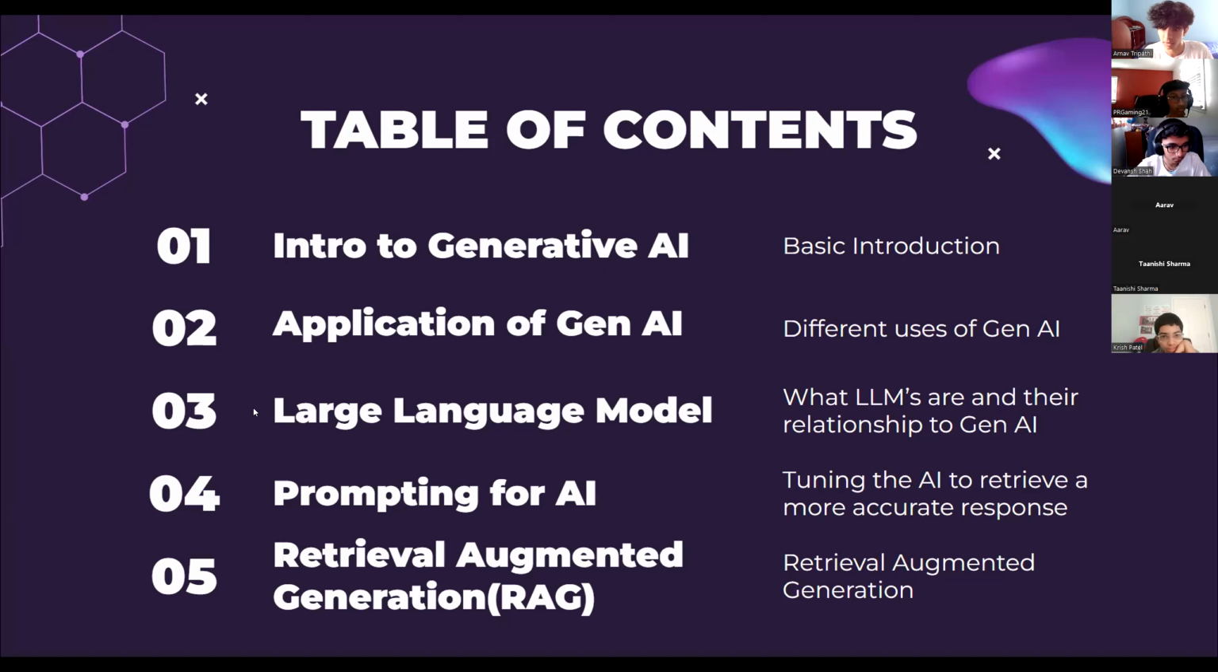Our third topic is going to be large language models and what LLMs are and their relationship to Gen AI. And our fourth topic is going to be prompting. Prompting is essentially tuning the AI to retrieve a more accurate response. So giving it specific instructions that allow it to give you a better generated response that is tailored to your needs. And the fifth is retrieval augmented generation. This is essentially just using the data given to generate a more accurate response.